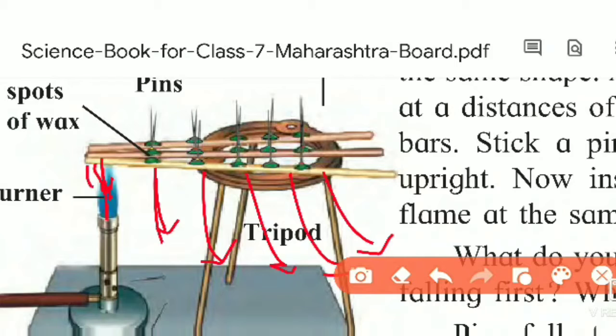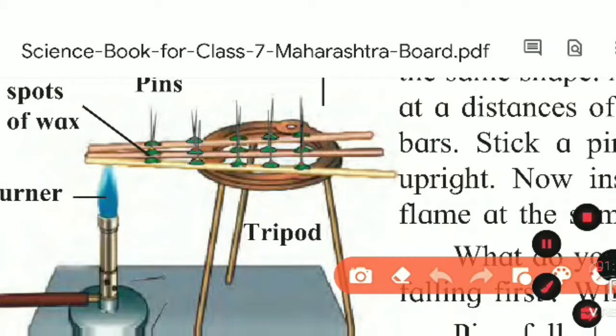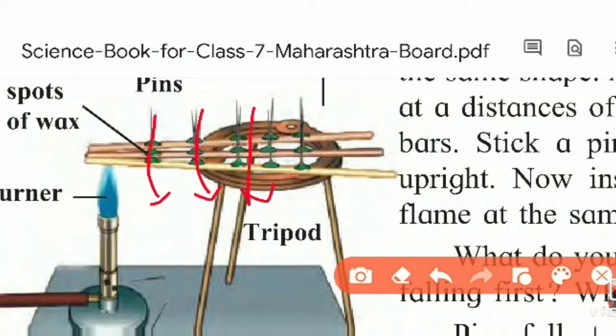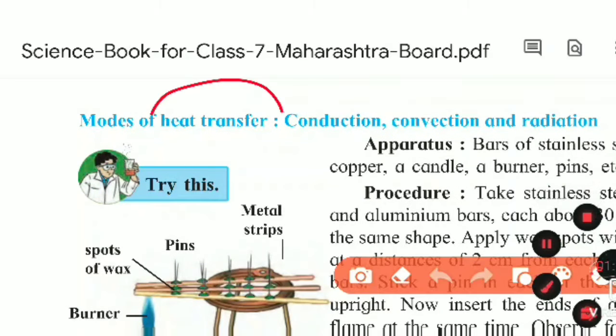Whenever we provide heat at this place, we are not providing heat here or anywhere else. So when we provide heat, one by one the pins fall from different places. And why does this happen? There is only one reason, and that reason is heat transfer.